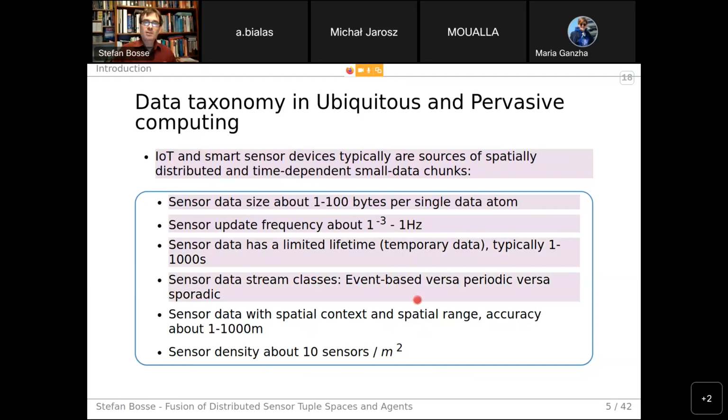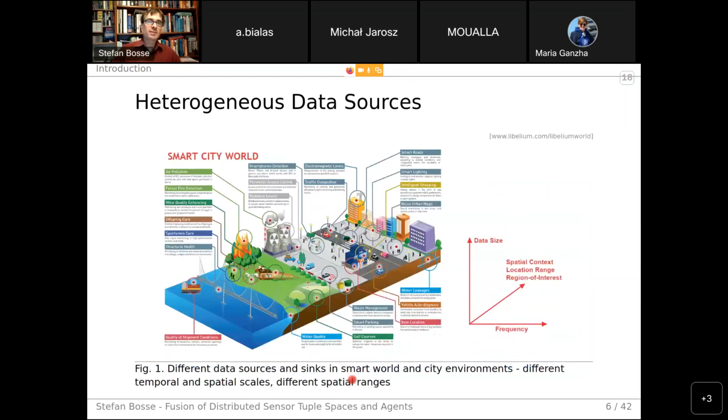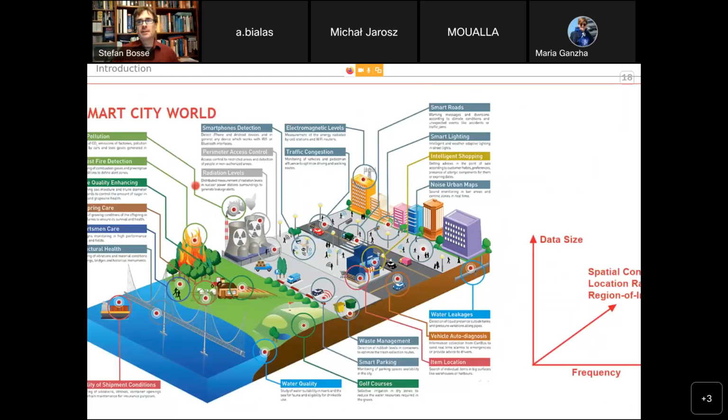So sensor data stream classes can be distinguished between event-based versus periodic versus sporadic. And sensor data with a spatial context in a spatial range can be typically expected in IoT applications with an accuracy of about 1 to 1,000 meters, expected accuracy. And we have a sensor density of at least 10 sensors per square meter, exponentially growing. So here you see the big city, the smart city world, with a lot of applications. I don't go into detail.